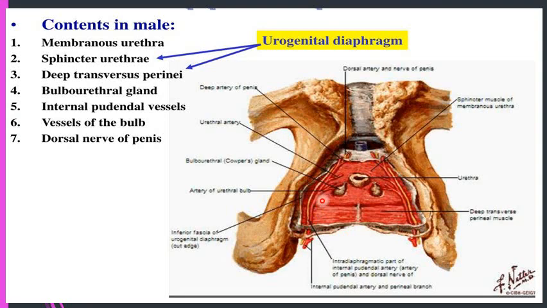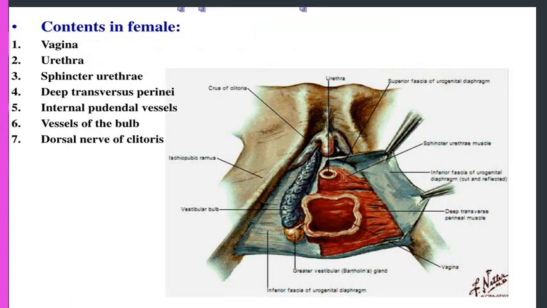So in the female, you can also see along with its contents that if you remove that perineal membrane, which is making up its superficial or inferior wall, you can see here the area of the vestibule along with that gland which is the greater vestibular gland, also known as Bartholin's gland. This is present in the superficial pouch, and when you remove that perineal membrane, you can see the deep transverse perineal muscle, as well as the sphincter urethrae muscle.